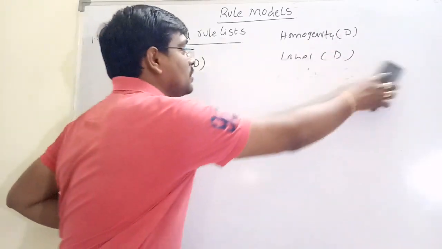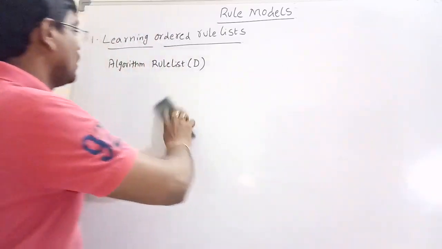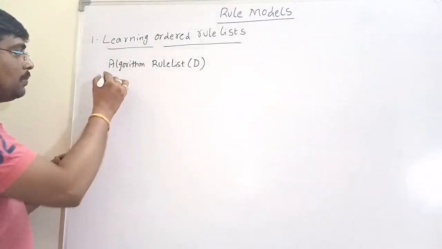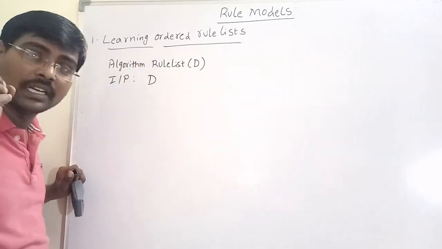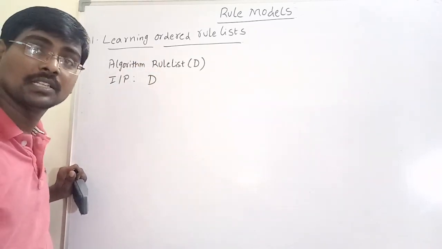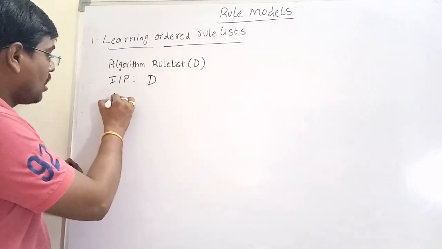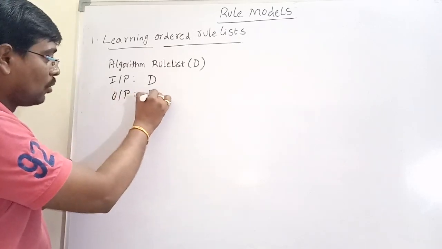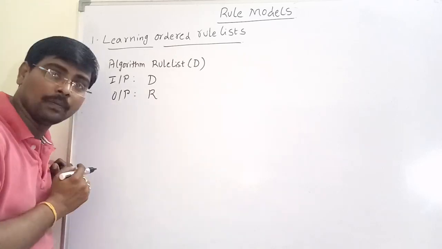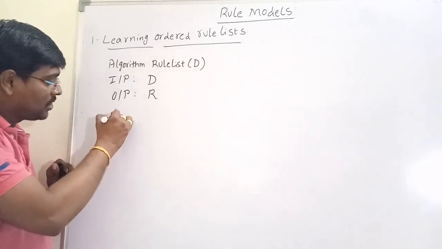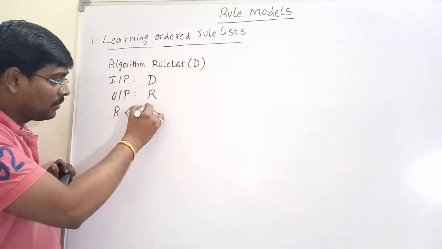So here the same procedure. Algorithm rule list of D. What is the input? Input is some set of instances. Output is a rule list R. Now move to the algorithm. Initially the rule list is empty.